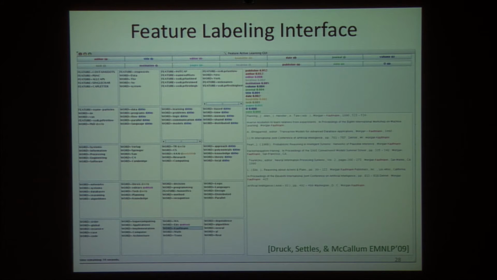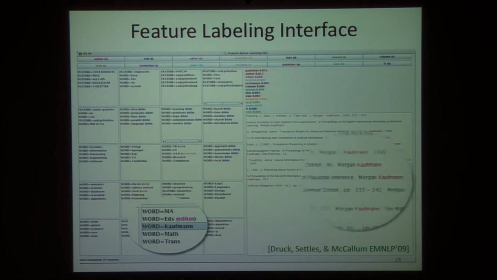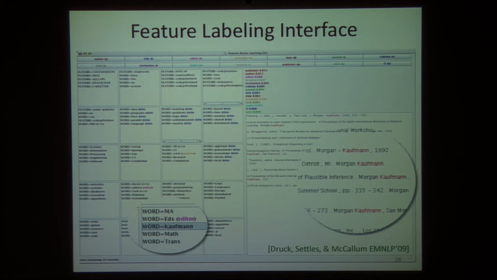And just to make things more concrete, this is the user interface that we built to do this interactive feature labeling. Over here on the left are a bunch of features presented to the user, clustered by distributional similarity. And here we'll zoom in. If the user clicks on the word Kaufman, which is a particular feature, on the right-hand side they're given a random sample of the sentences or the citations where that feature is used in context so that they can get a quick overview idea of the label distributions.